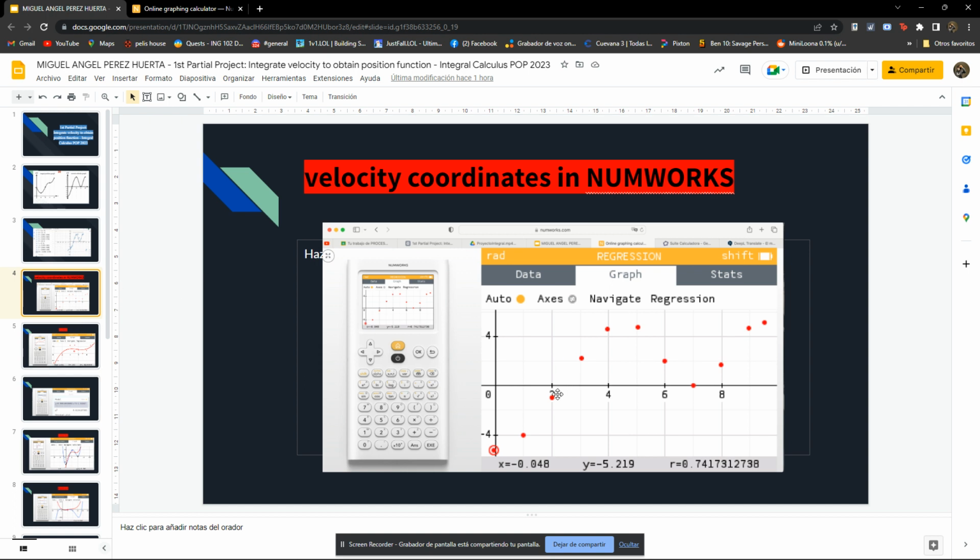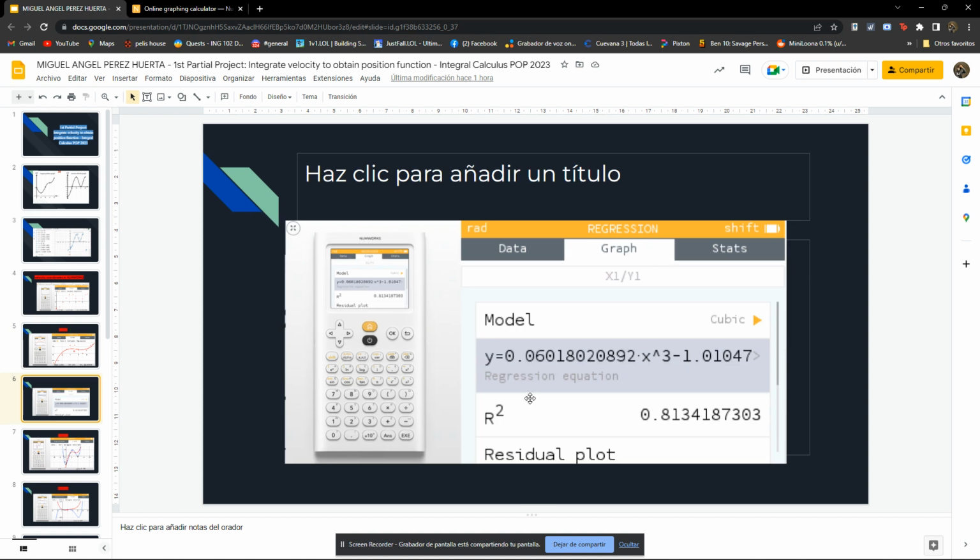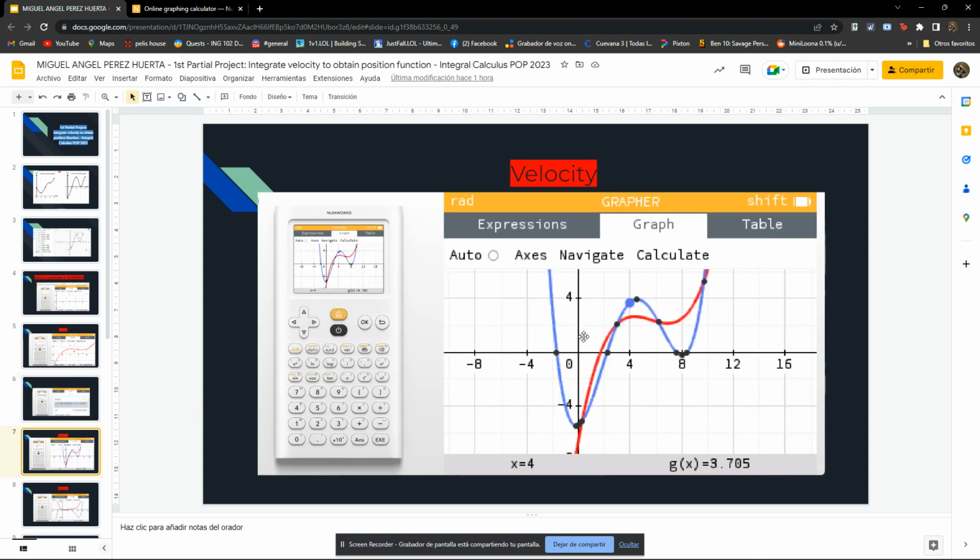In the regression section we uploaded the points, and then again deployed them in Numworks and converted them to the function, a cubic, and wrote down the formula. The derivative gives the velocity and the position of the cubic, and this is the formula and the graph of the velocity.